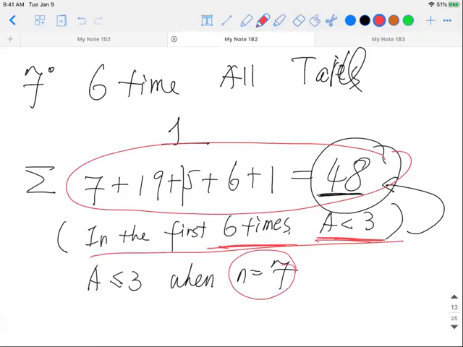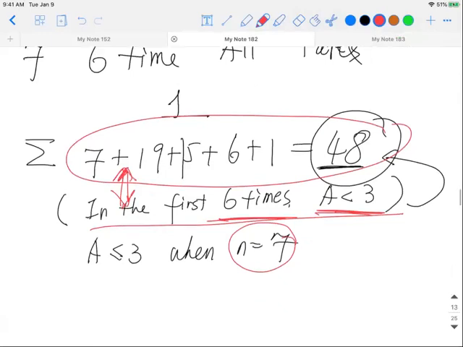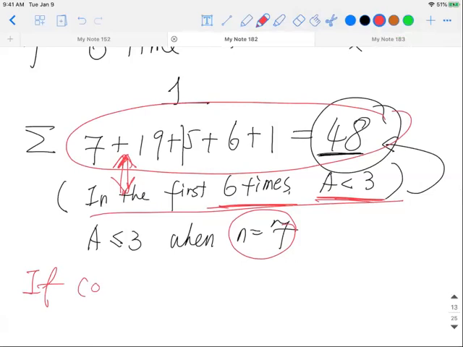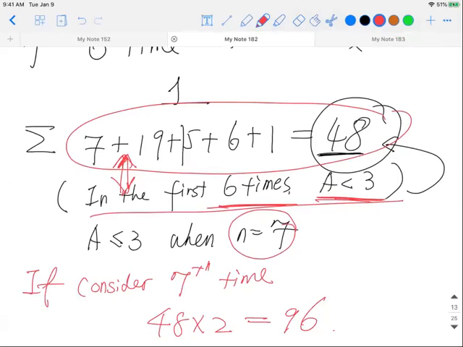So for the 7th time, it actually can be tail and can be heads. It doesn't impact our final solution. Is that right? Even though we say these two scenarios are identical, it doesn't necessarily mean their total scenarios are the same, because the 7th time you can have a tail, you can have a head. So if you consider the 7th time, you're going to have 48 times 2 equals 96 total scenarios.